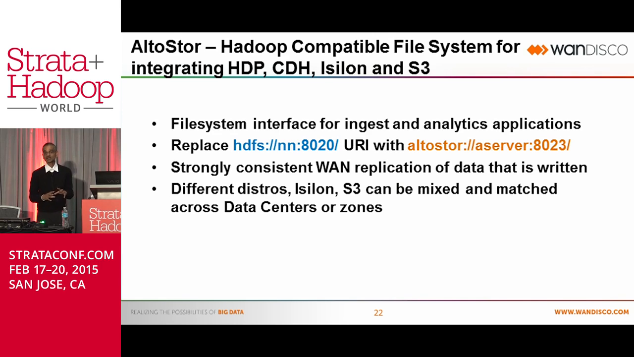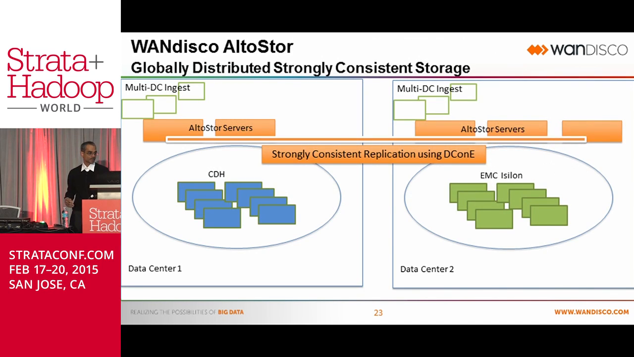The advantage to that is that if you have a spiky workload where you need to spin up 1,000 VMs once every week to do some compute, you do it on the zone or the data center that's Amazon S3. Data is strongly replicated across all of these systems, and you will have the results published back into your in-house Hadoop. This is a pictorial depiction of that.